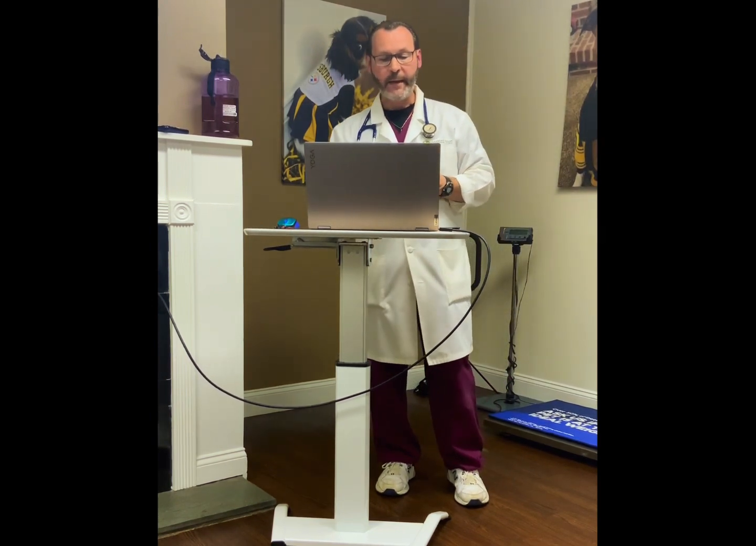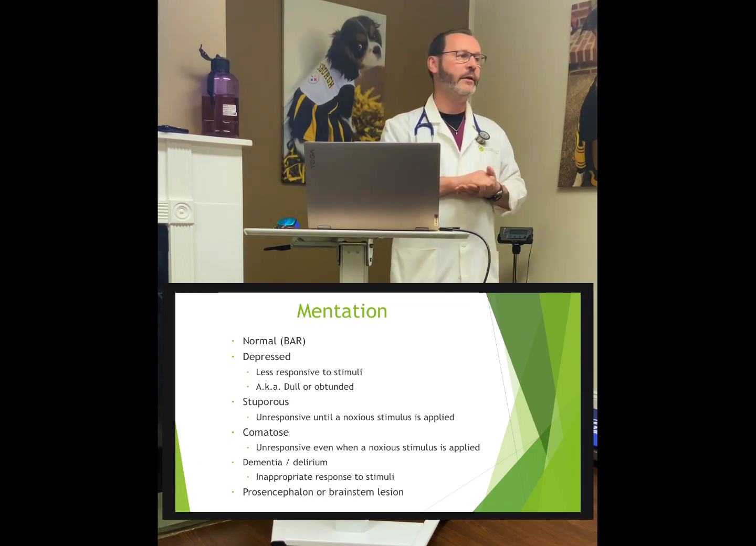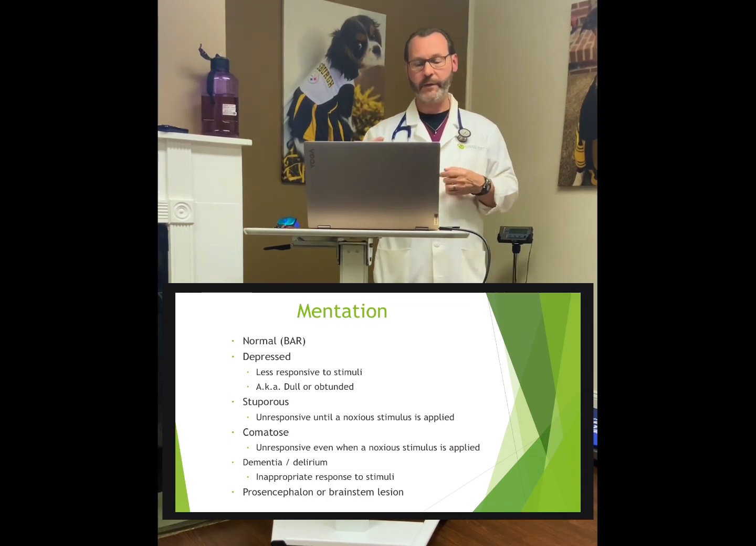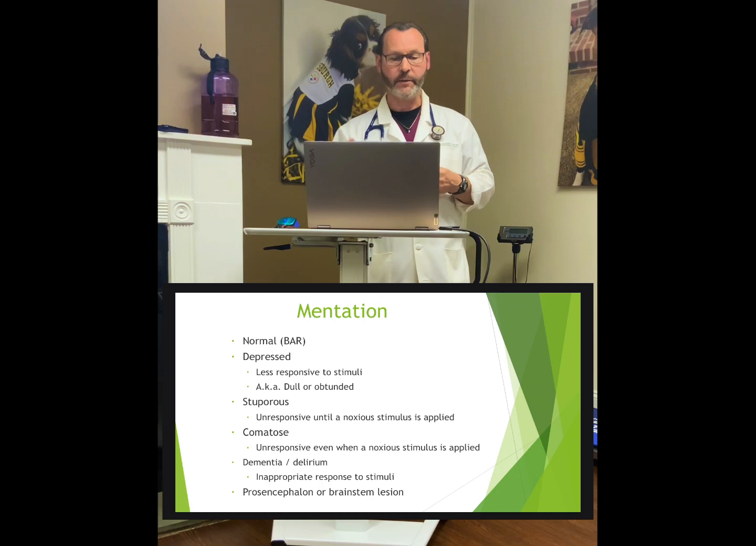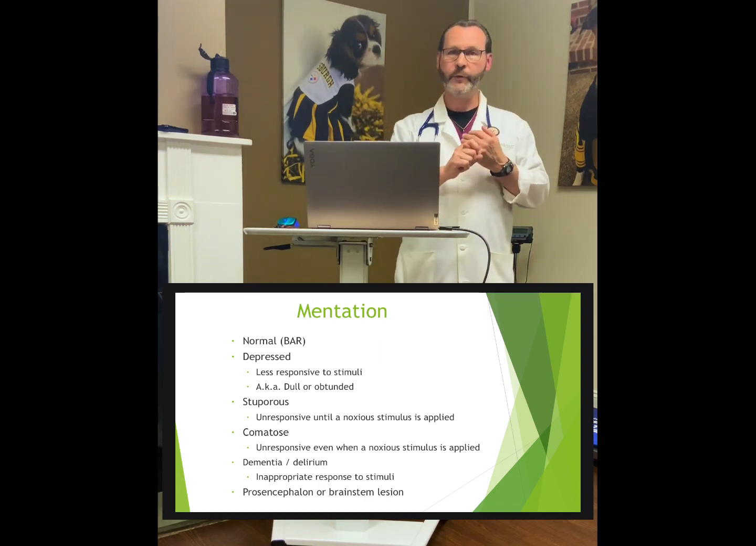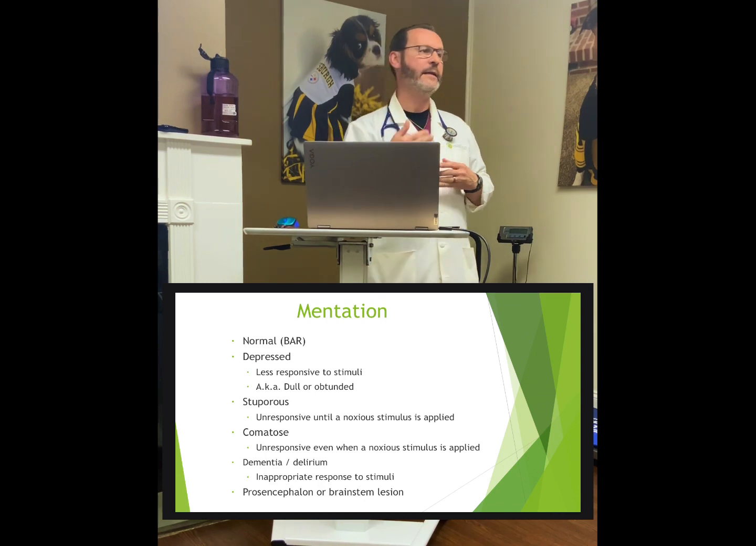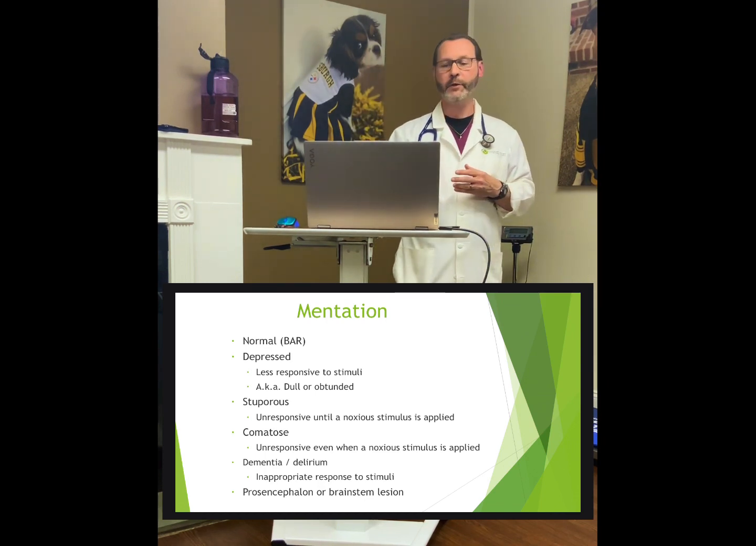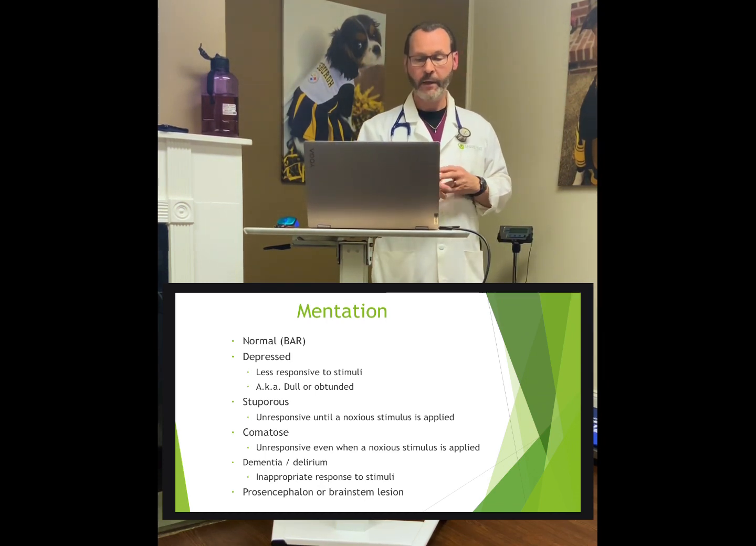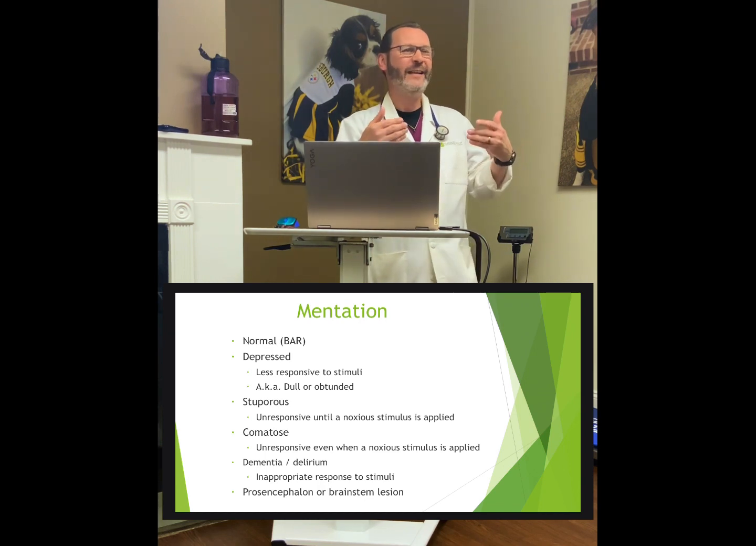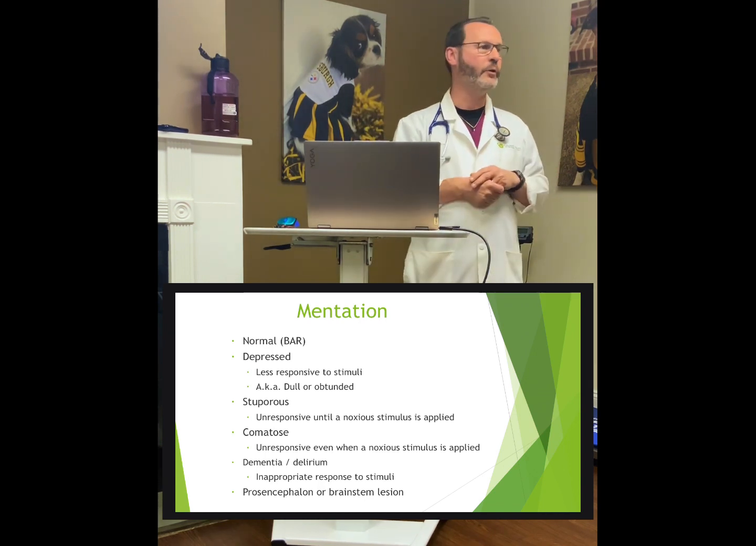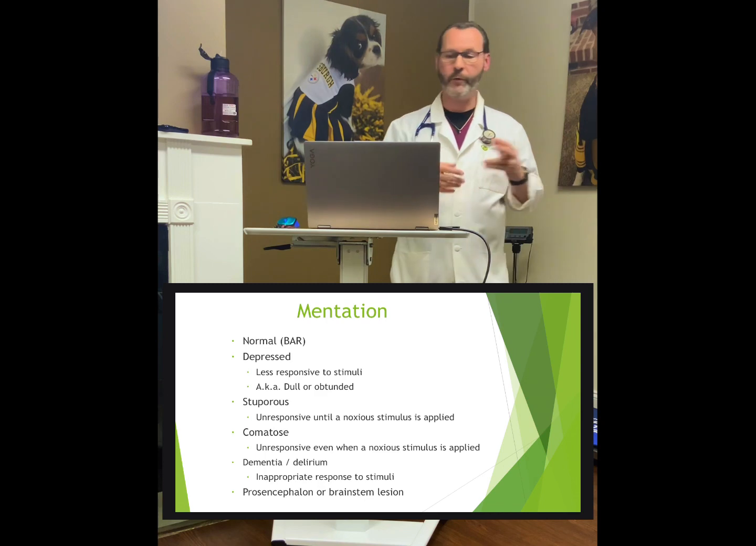All right. Mentation. We did cover this a little bit when we did our triage lecture as well. There's going to be 7 different grades of mentation. You're going to be normal, which is bright and alert, okay? You're going to have your depressed mentation. Other terms for this that mean exactly the same thing are obtunded or dull mentation, okay? That means that you're still responsive, but you're going to be less interested, less responsive than normal to the stimuli around you, to the people around you.